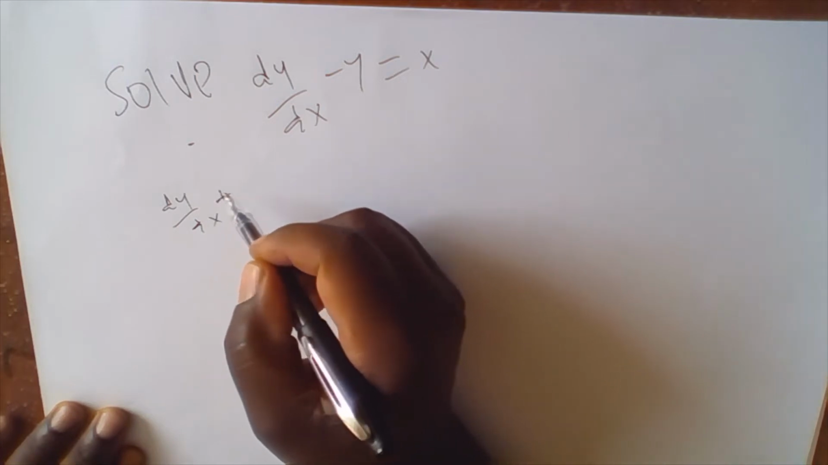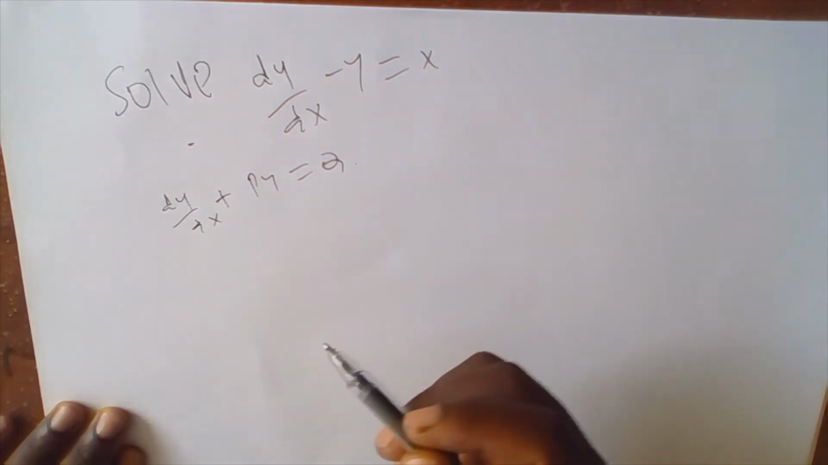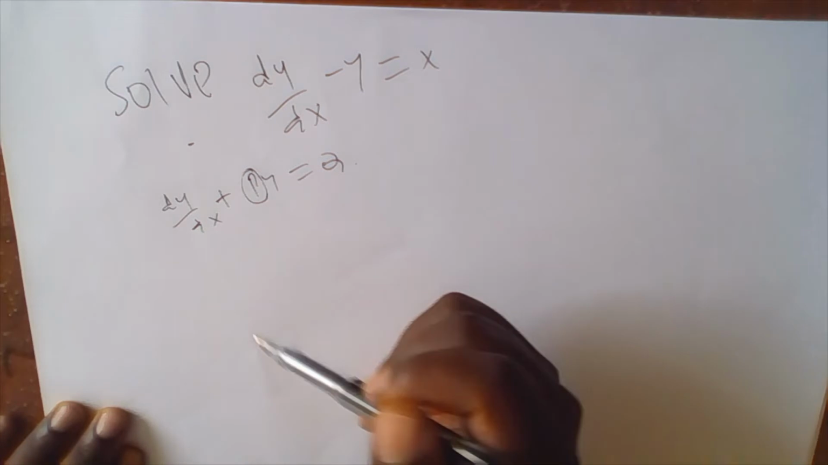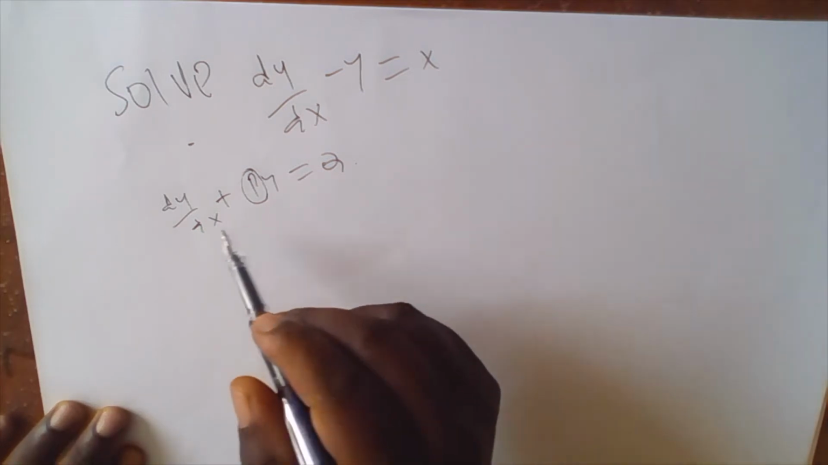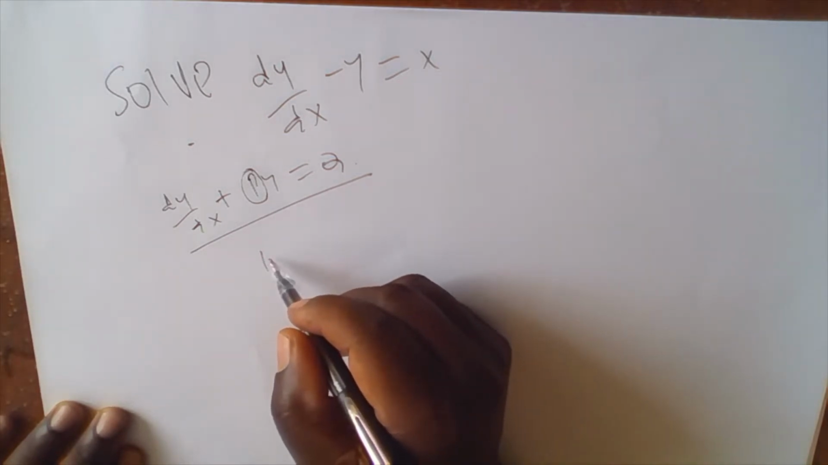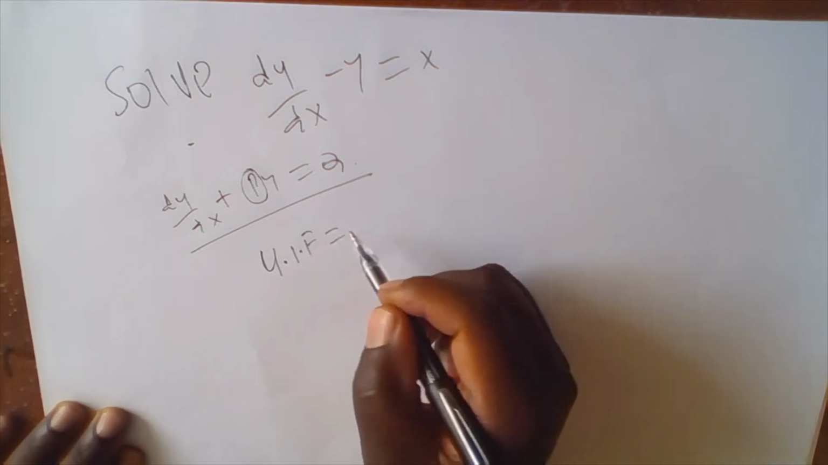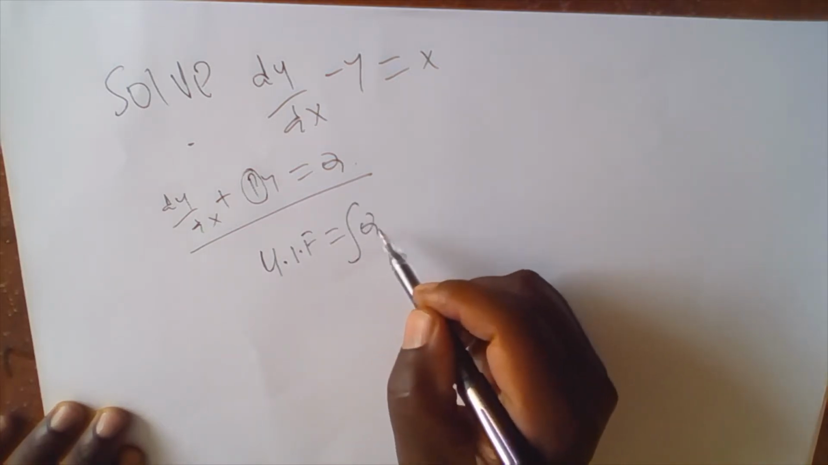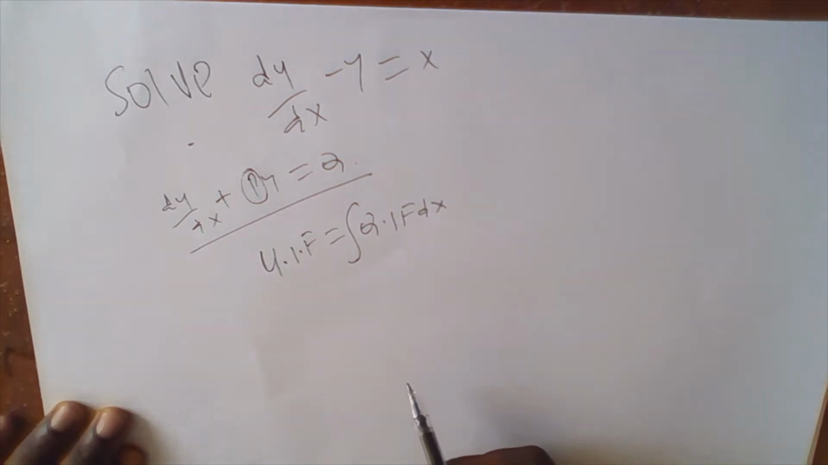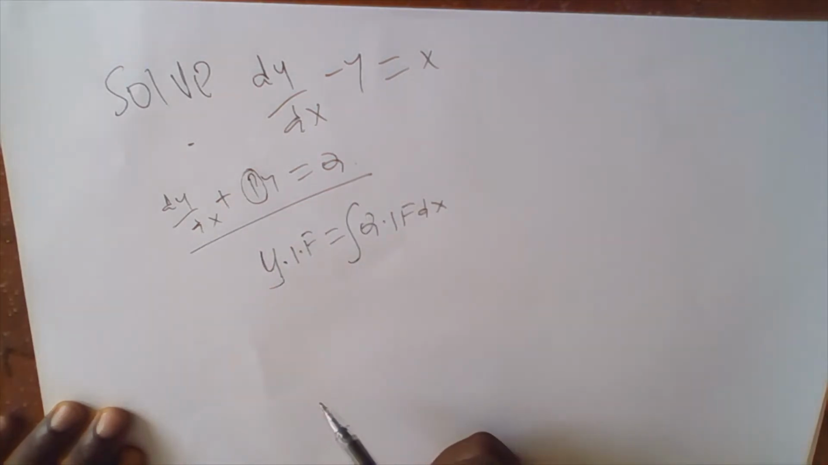dy/dx plus py equals q. So from this equation, this is always the integrating factor, and the solution of this kind of equation is given by y times the integrating factor equals the integral of q times the integrating factor dx. So this is the solution of these linear equations.